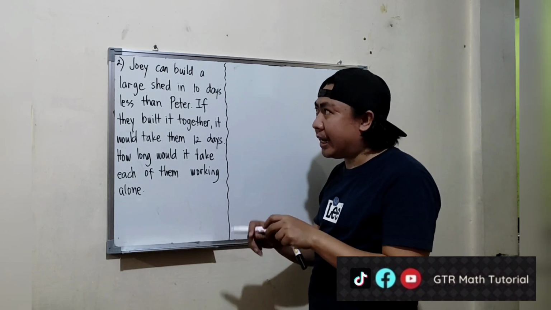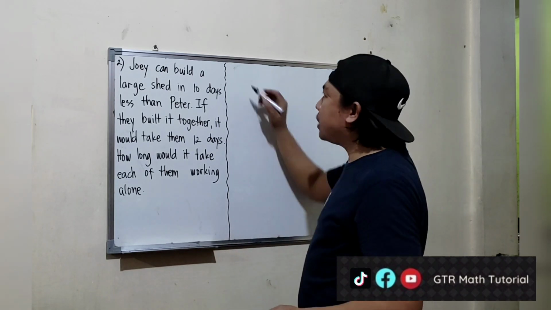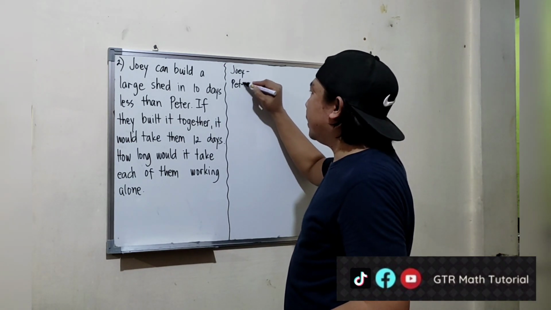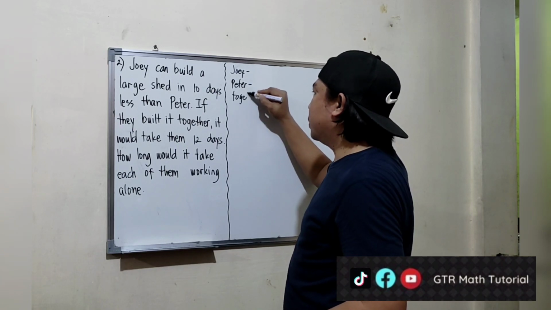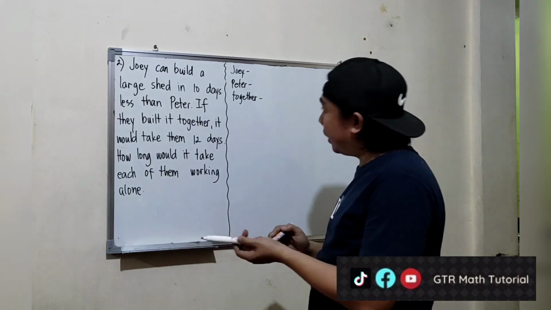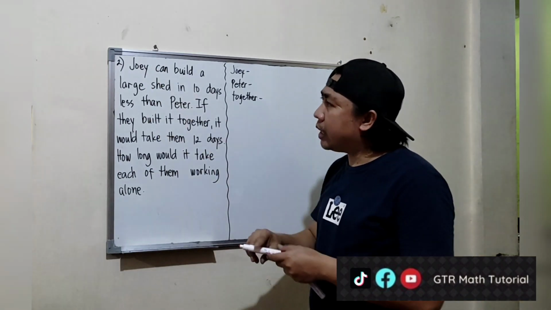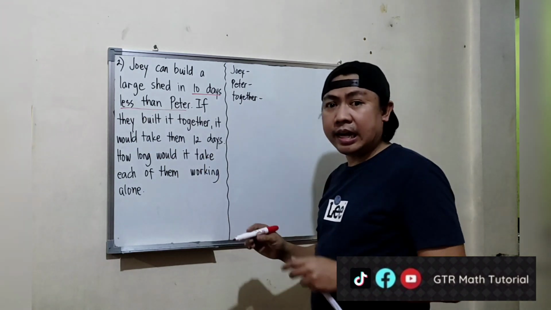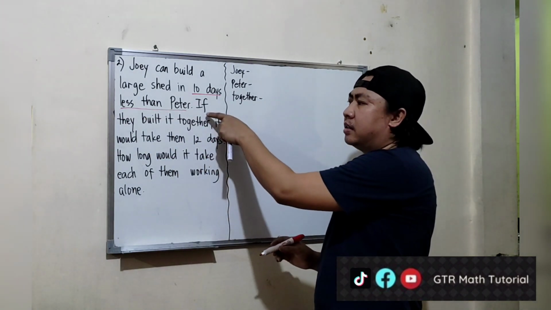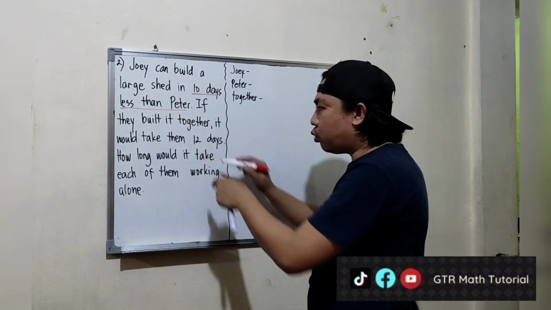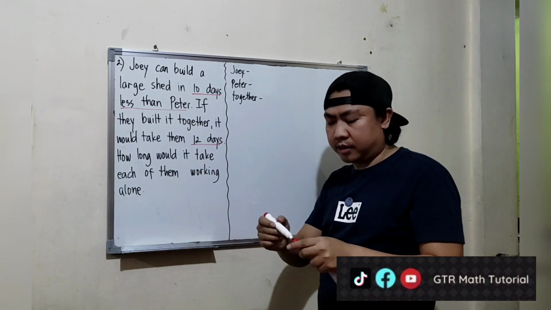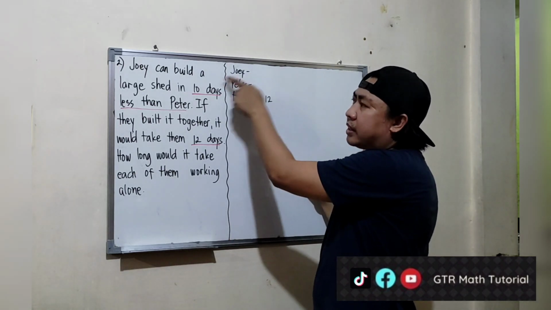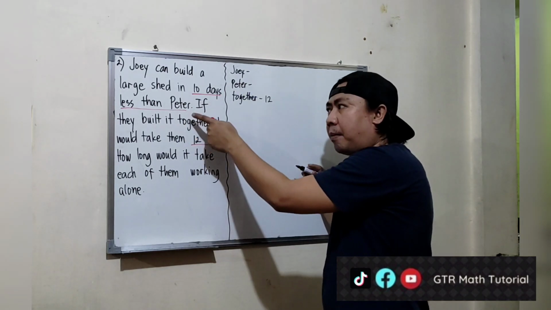So, kunin muna natin yung mga rate nila. Okay, so yung mga rate nila, so sulat natin. So, we have for Joey, for Peter, and then together. So, assign tayo ng variable para dun sa unknown. So, Joey can build a large shed in 10 days, 10 days less than Peter. Okay? Mas mababa ng 10 sa rate ni Peter. So, if they build it together, it would take them 12 days. So, in 12 days, yun yung together. Okay? So, together, 12 sila. Tapos, si Joey, 10 days less than Peter. Hindi natin alam ang rate ni Peter.